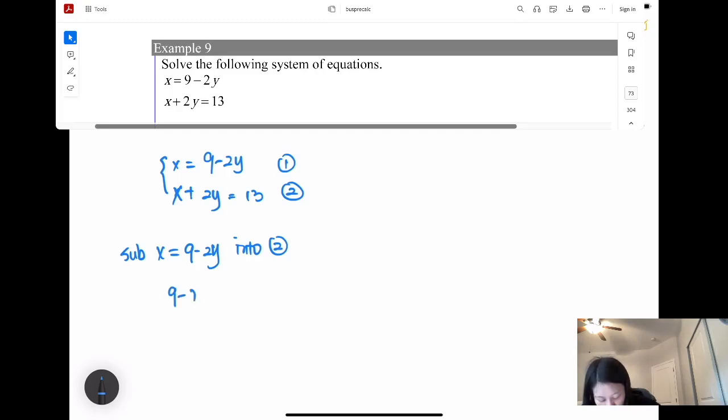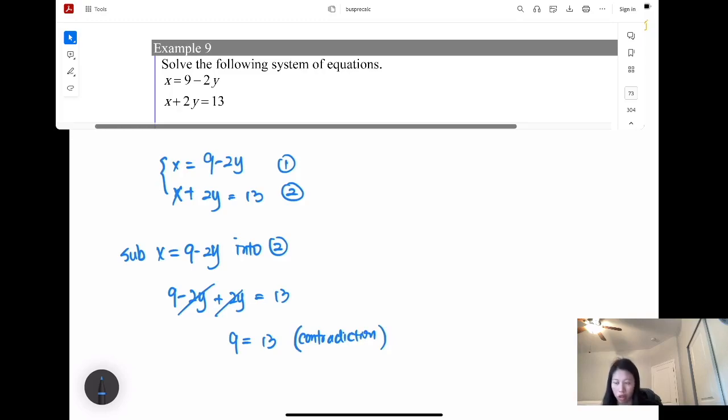So I have 9 minus 2y plus 2y equals 13. 2y cancel out. So I have 9 equals 13. Is this true? Can 9 equal 13? No. So clearly the statement is a contradiction, right? This is a false statement. This is a contradiction because they are not equal. So therefore the system has no solution. And if they don't have a solution, this system is called what? Inconsistent system.